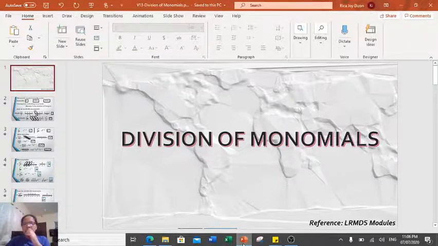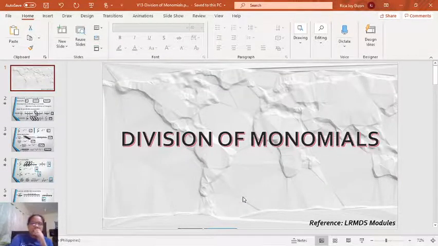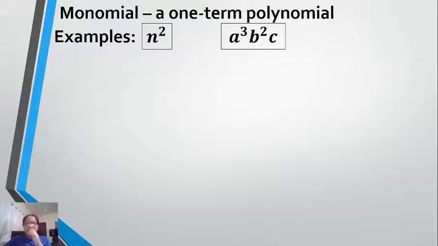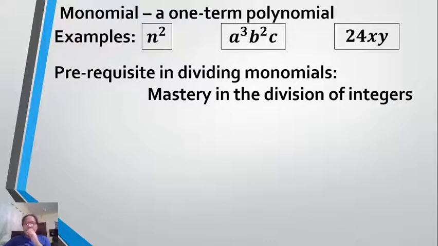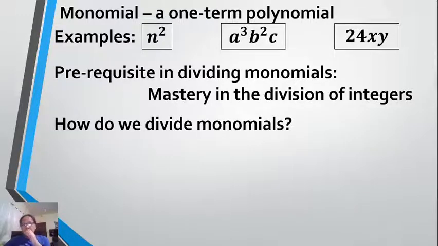What we are going to talk about is division of monomials. What do we mean by a monomial? It's a one-term polynomial. For example, n squared, a cubed, b squared c, 24xy are monomials. The skill that you should have before dividing monomials is mastery in the division of integers. Now, how do we divide monomials?